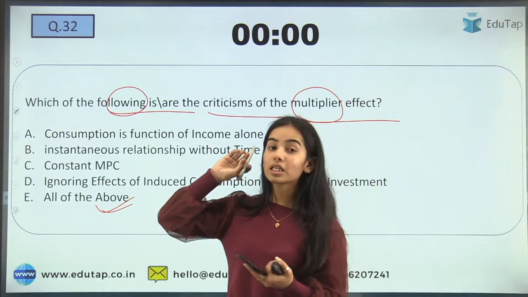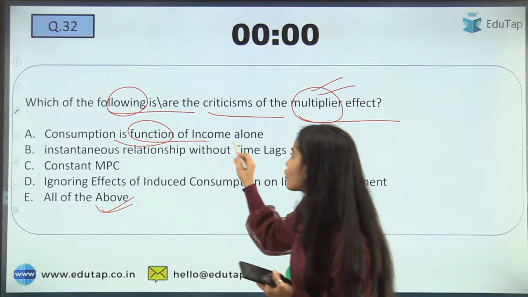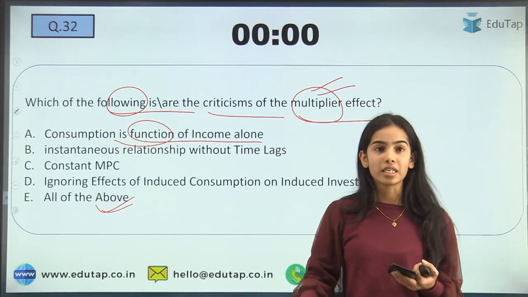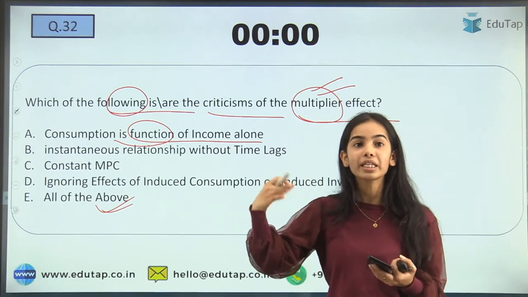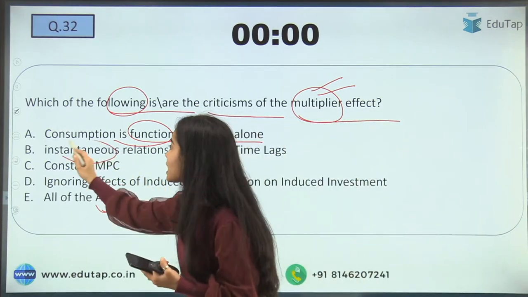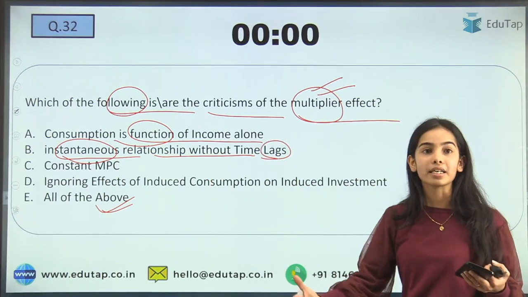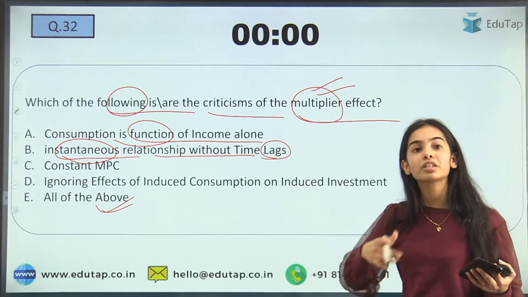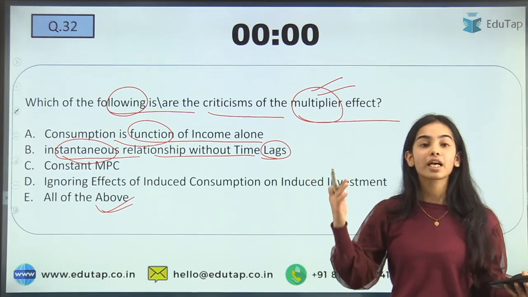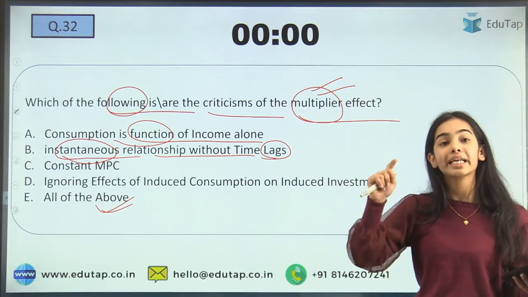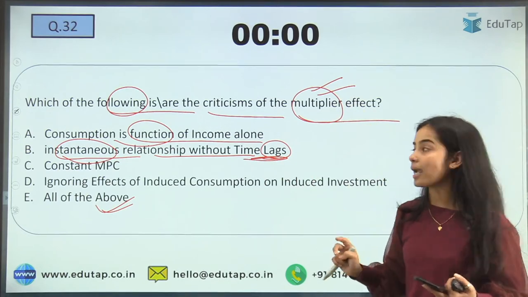See, the Keynesians believed that in the multiplier effect, consumption is a function of income alone. That is not always the case. Tastes and preferences are also there. There are many other factors involved when consumption is taken. Instantaneous relationship without time lags. See, in real life, time lags are there. But in the multiplier effect, it is believed that it is instant, that everything is happening instantly. Consumption is increasing, income is increasing, output is increasing. No, it takes time. So time lags are there and the multiplier didn't take time lags.